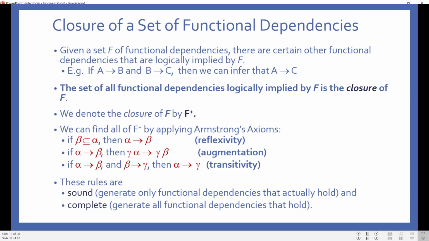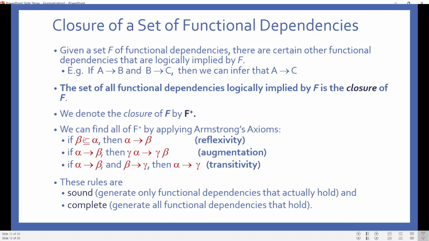Another thing you need to understand is the closure set of functional dependency, because this is very important. The closure is a set of all functional dependencies which is implied by that functional dependency, that is closure of F. Generally we denote the closure of F by F plus. So this is how we represent the closure, and we can find the closure by means of Armstrong's axioms. What are Armstrong's axioms?